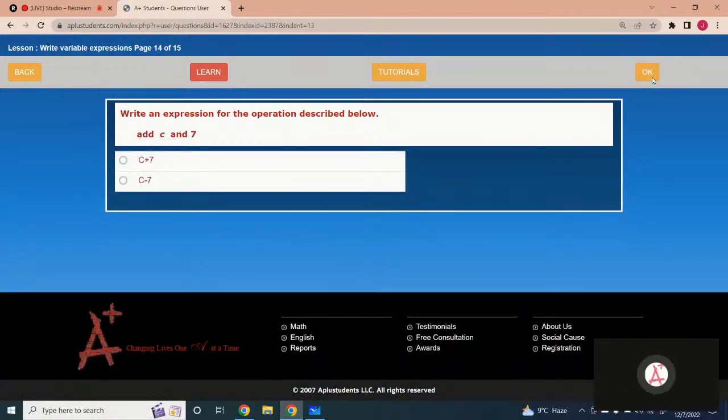Write an expression for the operation described below. Add C and 7. So which option is the correct one? It would be C plus 7. Got it?